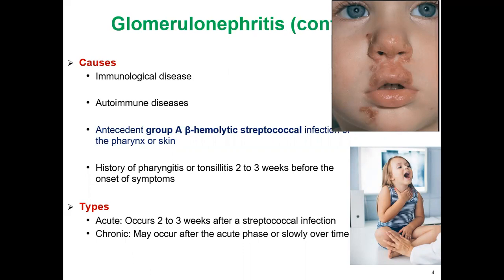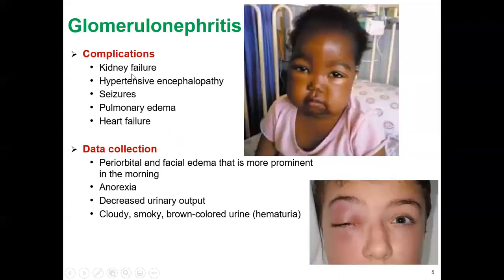renal cells slowly, slowly over time. And the complications are kidney failure, hypertensive encephalopathy, seizure, pulmonary edema, and heart failure. Usually the most common problem is hypertension or encephalopathy, or it leads to heart failure and pulmonary edema develops.